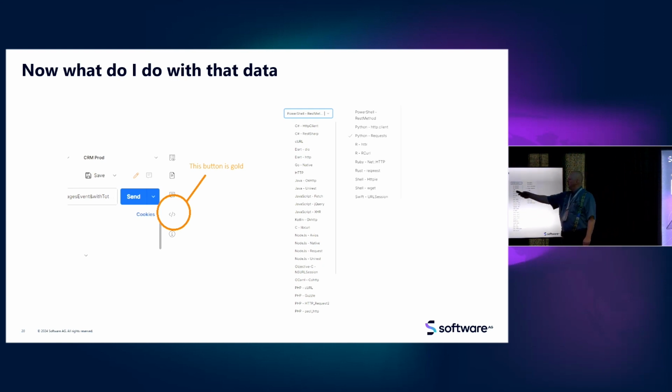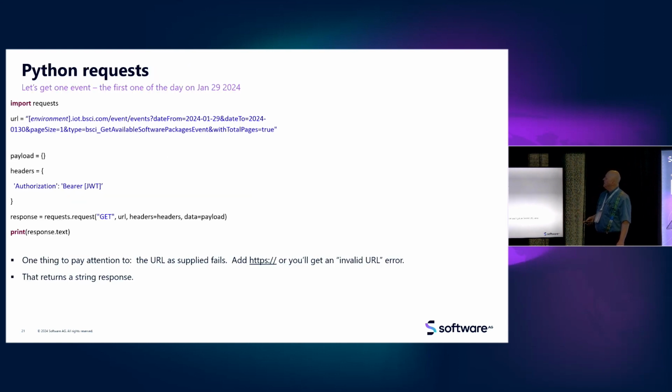Again, if you want to run this on your box, you can grab curl. Python, that's the scripting language I use. Use requests, not the old HTTP client. And you can see we've checked that. So I grab this code, which gives me this bit of gibberish.